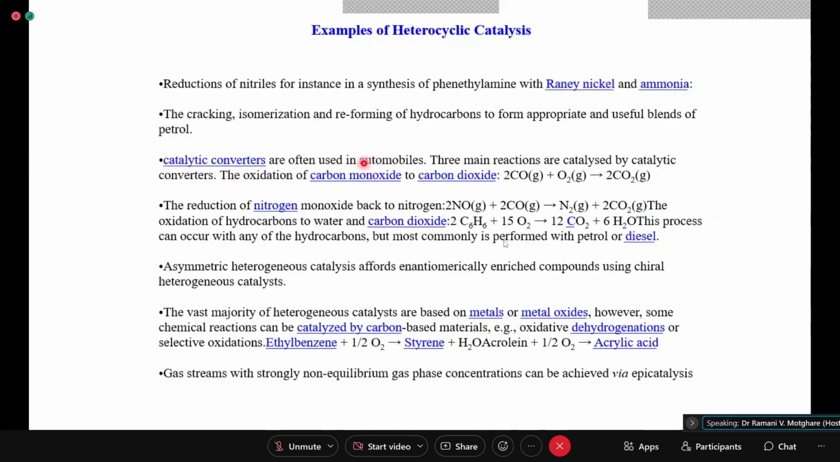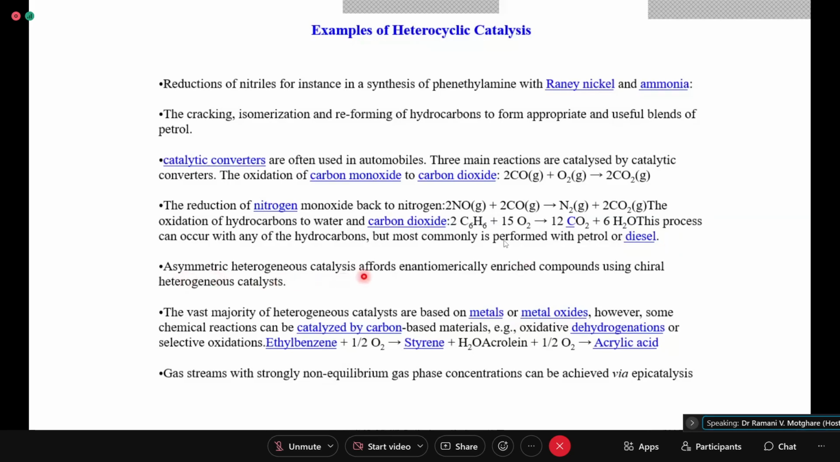In the automobiles, you have two chambers. One is oxidation, and another one is reduction. So in the oxidation chamber, palladium catalyst is used, where carbon monoxide will be converted to carbon dioxide. Okay. Then reduction of nitrogen monoxide back to nitrogen takes place, and this takes place in the reduction chamber. The oxidation of hydrocarbons to water and carbon dioxide takes place, and this process can occur with any of the hydrocarbons, but most commonly is performed with petrol or diesel.